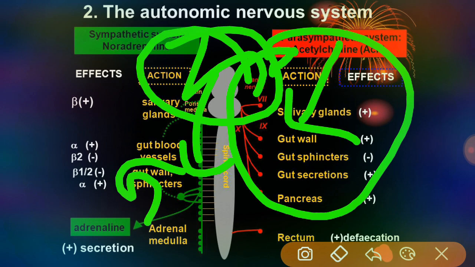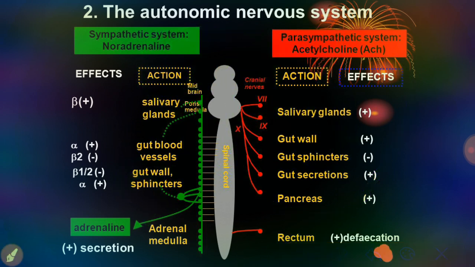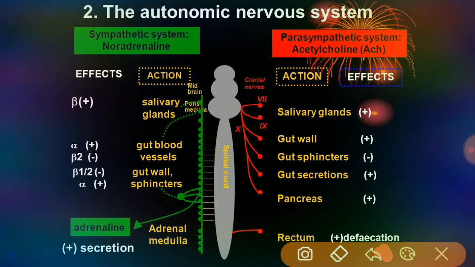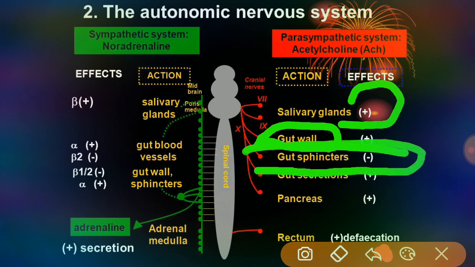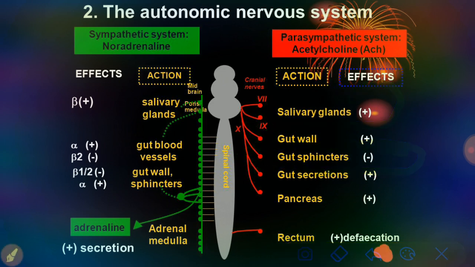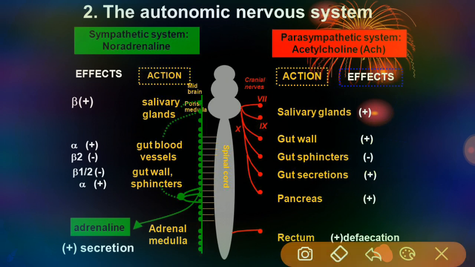See here, we need the general stimulation of the nervous system. Under the parasympathetic nervous system, the action on the salivary glands has a positive effect. Coming to the action of the gut wall in the parasympathetic nervous system, there is a positive effect, but only the gut sphincters show a negative action. In the parasympathetic system acetylcholine, for the gut sphincters, shows only a negative action.